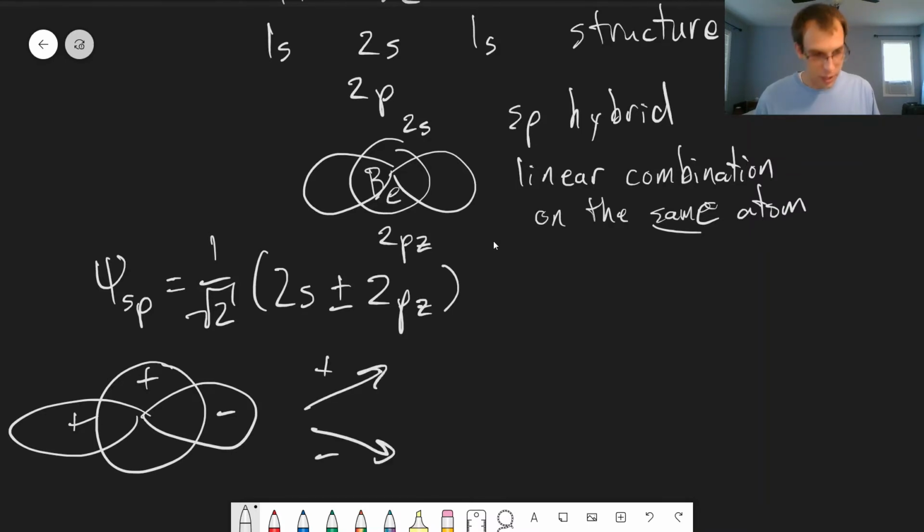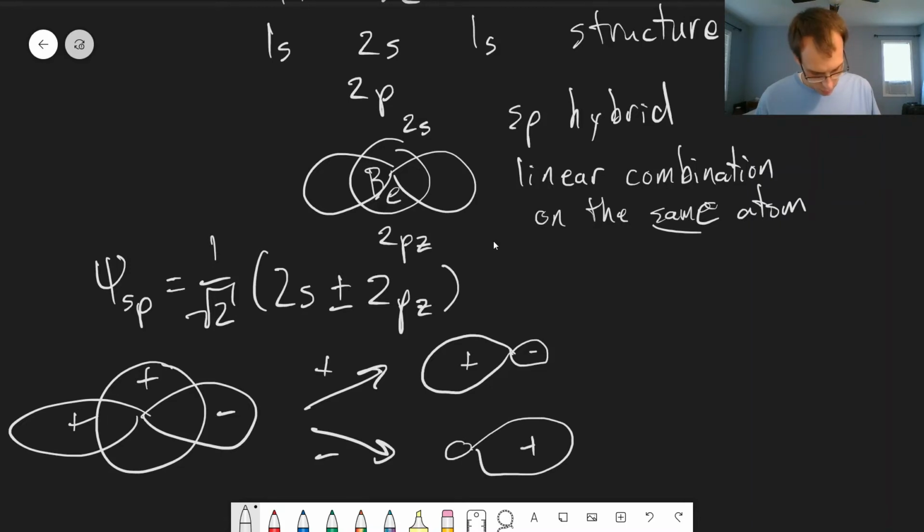So if we add them together, we'll get something where the positives come together, the negatives over here. And with the minus, we'll get the opposite behavior. So now we have orbitals that sort of point along the direction of our bonds. We get two sp hybrid orbitals.